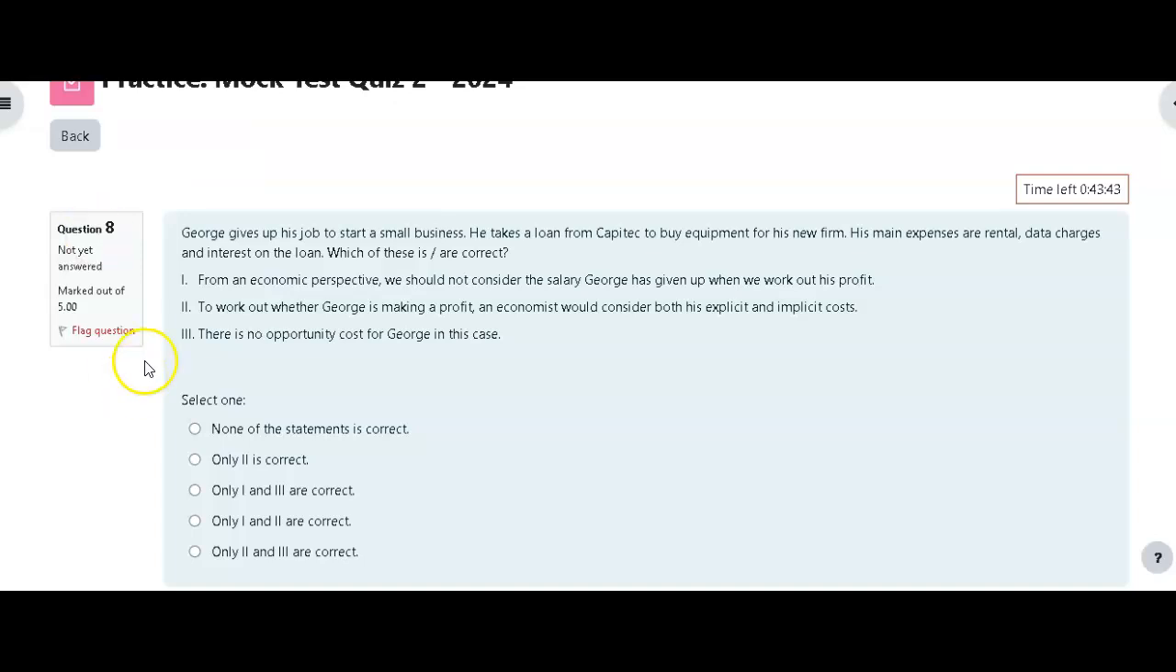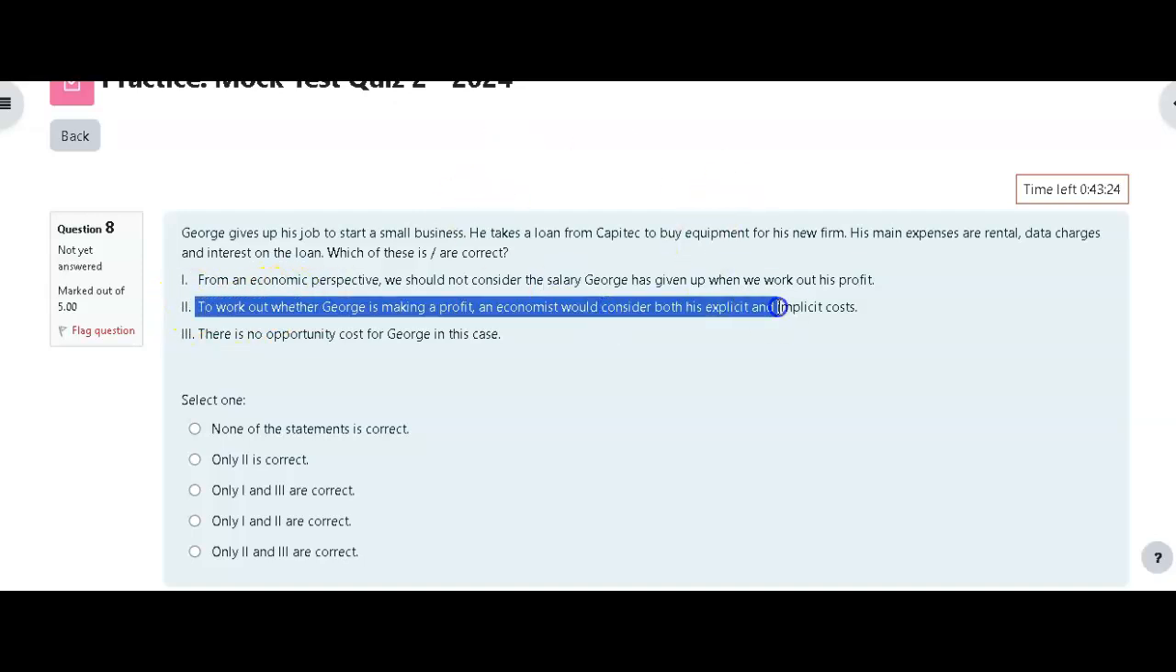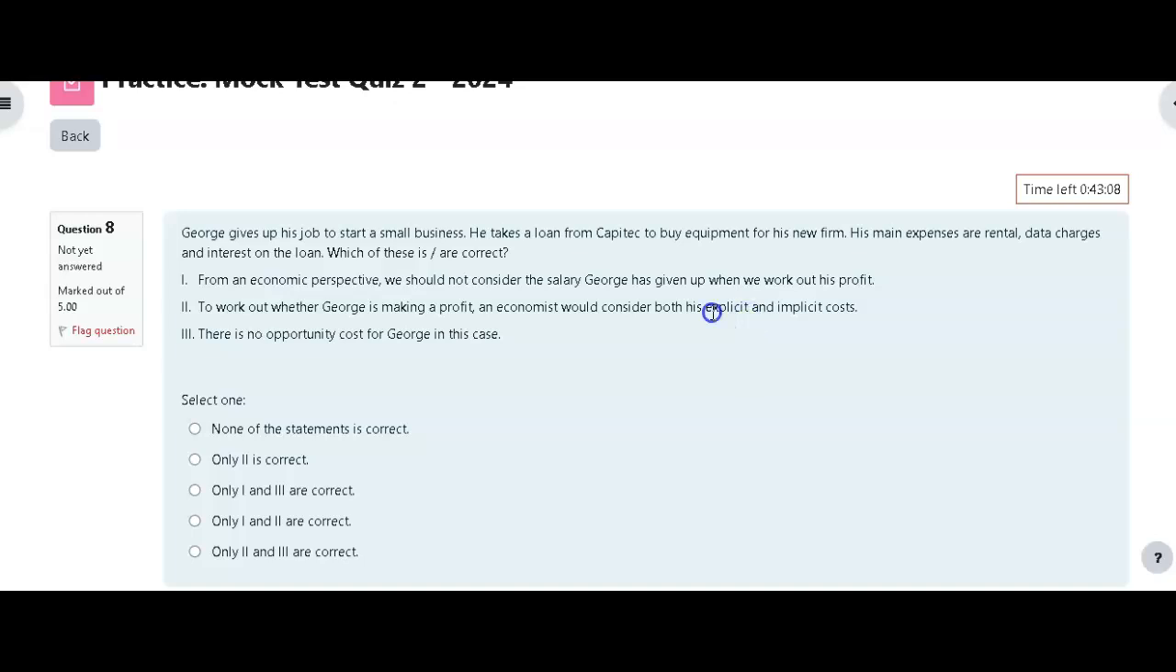First one: from an economic perspective, we should not consider George's salary. False. When economists look at profit, they look at everything. They say sales, which is your revenue, minus all costs, whether implicit or explicit. So this is false. An economist works out profit by saying the revenue minus the total cost, which is both the explicit and implicit cost. By the way, explicit costs are all costs on a day-to-day basis, like normal things.